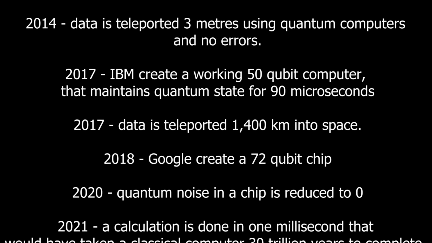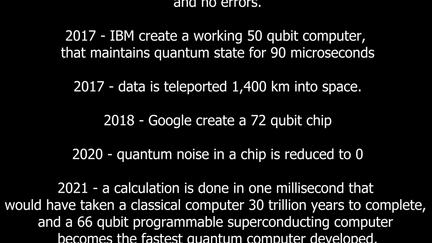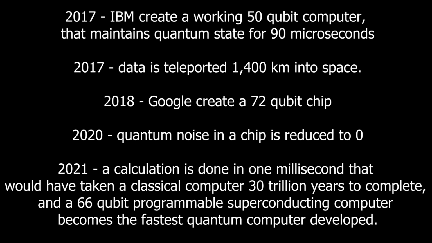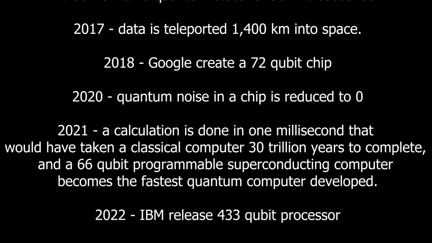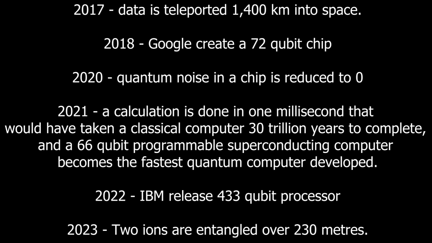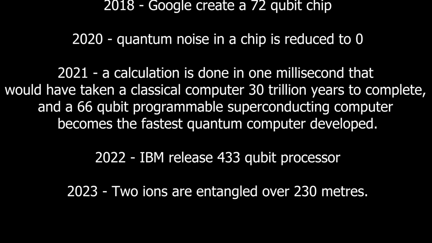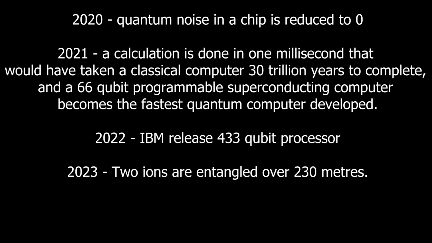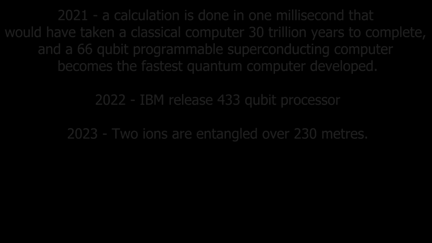2021, the calculation is done in 1 millisecond. That would have taken a classical computer 30 trillion years to complete. And a 66-qubit programmable superconducting computer becomes the fastest quantum computer developed. 2022, IBM released a 433-qubit processor. 2023, 2 ions are entangled over 230 meters.